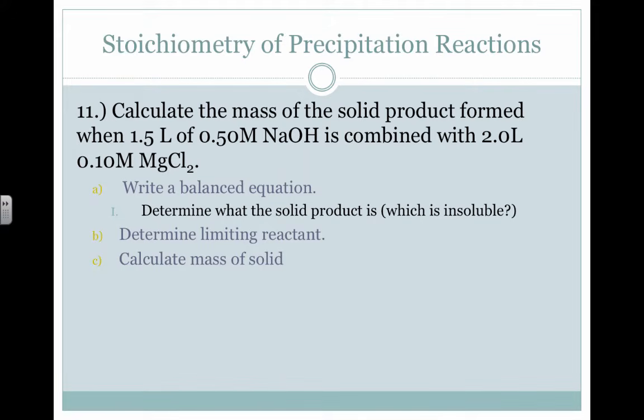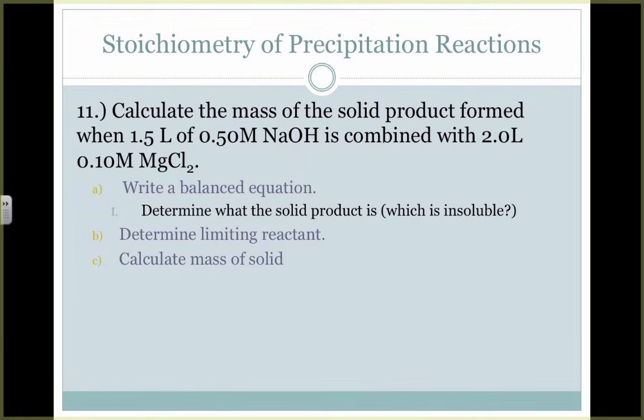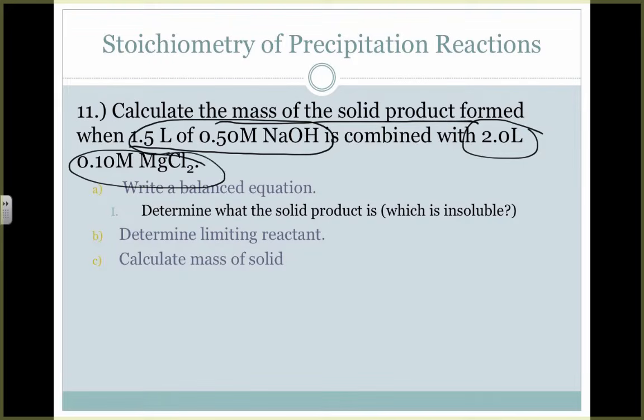When conducting a gravimetric analysis, you'll need to perform stoichiometry calculations once you've determined how much solid you've formed. Take this question for example. Here we're asked to calculate the mass of solid product formed when 1.5 liters of 0.5 molar NaOH is combined with 2 liters of 0.1 molar MgCl2. I've outlined the steps below. We'll start by writing a balanced equation. This will help us determine what the solid product is. Then we'll determine the limiting reactant, and finally we'll calculate the mass of the solid.